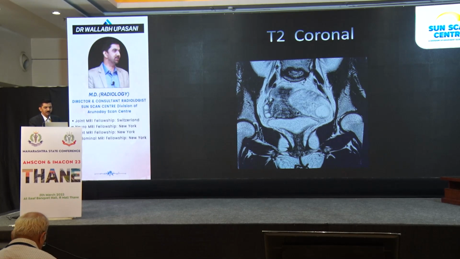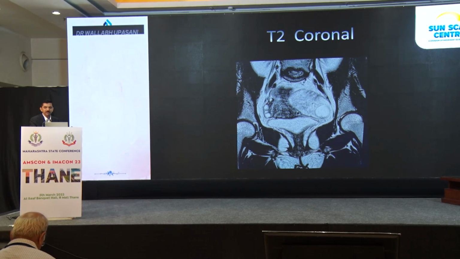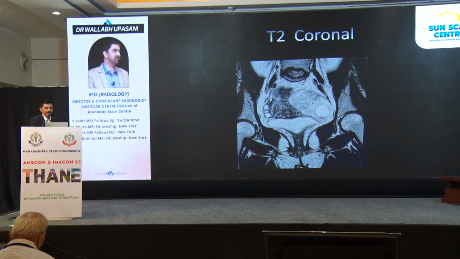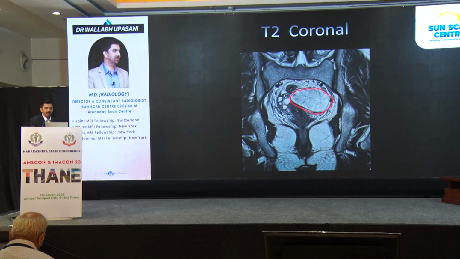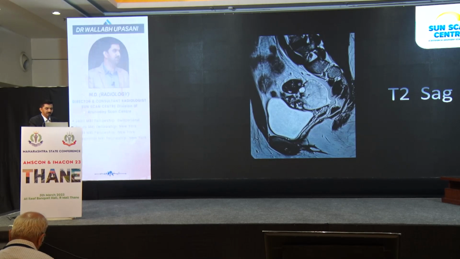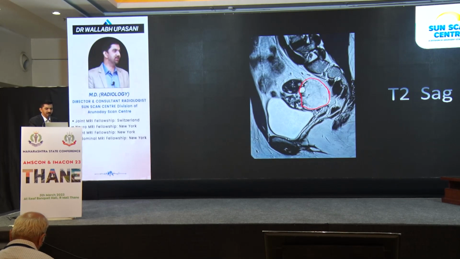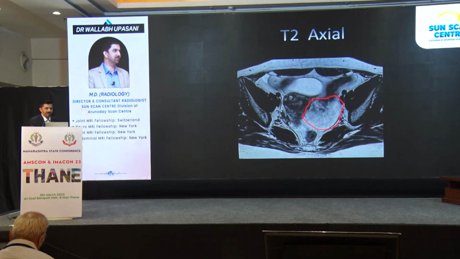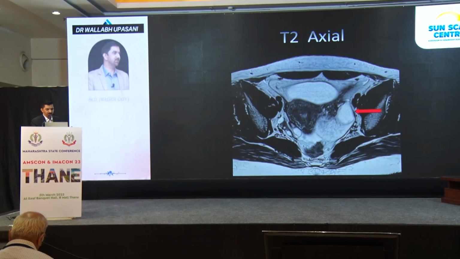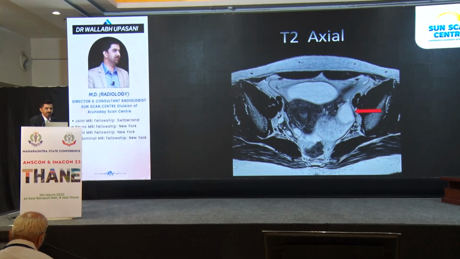This is another case. This is a female patient who presented with pain in the left side of the pelvis 2 months ago. And after that, it gradually decreased. Now you can see that there is a lesion here on the left side. It's very homogeneous appearing. This is how it's seen in the sagittal, and this is how it's seen in the axial. But there is a small cystic area in the anterior aspect of the lesion. So we are not sure whether it's benign or malignant.